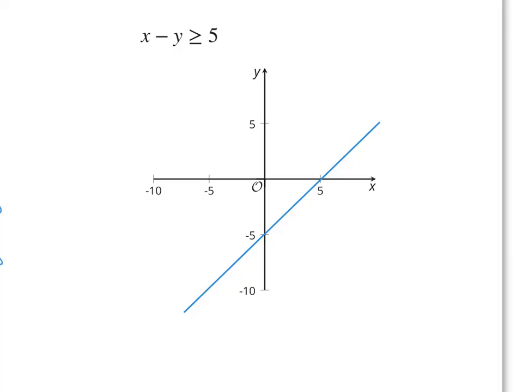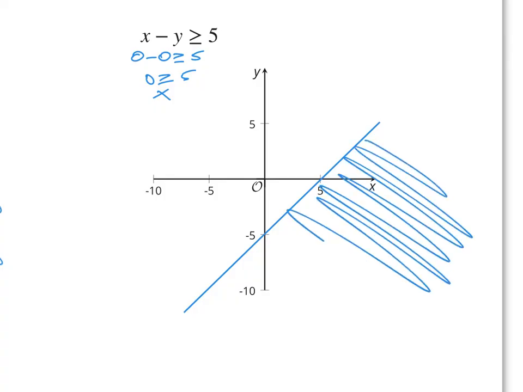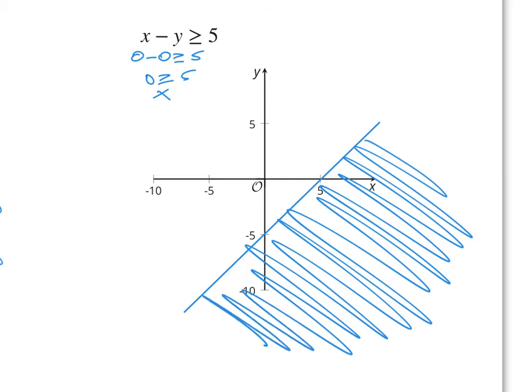Okay, you can probably guess we're going to shade away from the origin, but let's check that. 0 minus 0 is greater than or equal to 5. Again, not true, so I need to shade away from the origin. Again, because this is a greater than or equal to sign, I would use a solid line. So I'm going to shade below with a solid line.